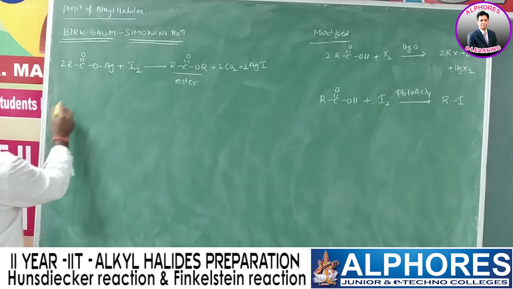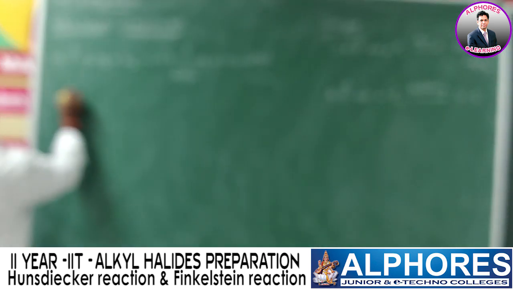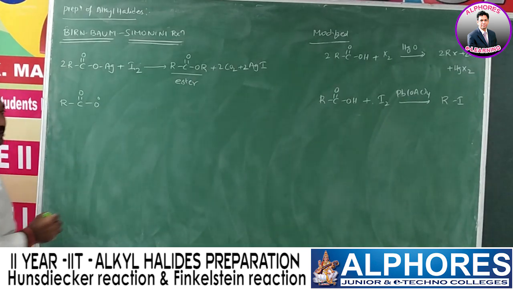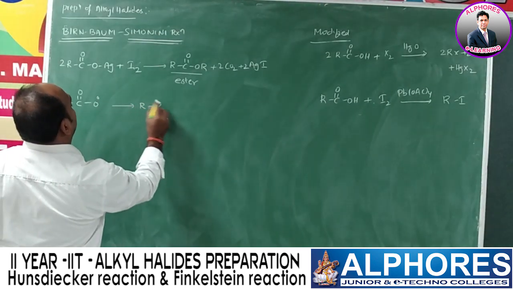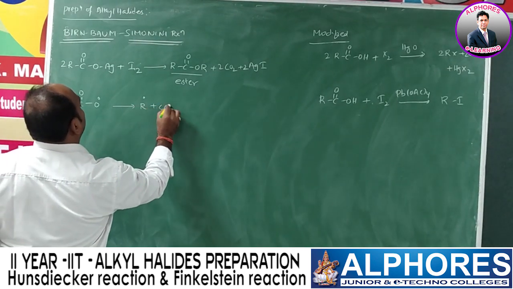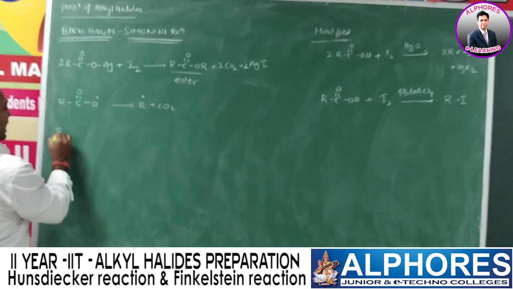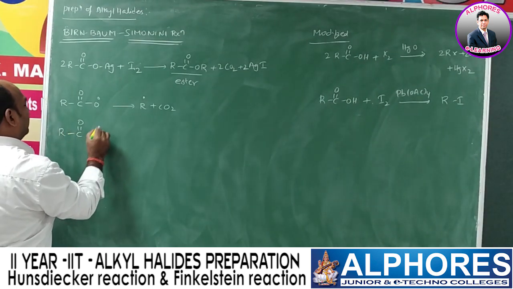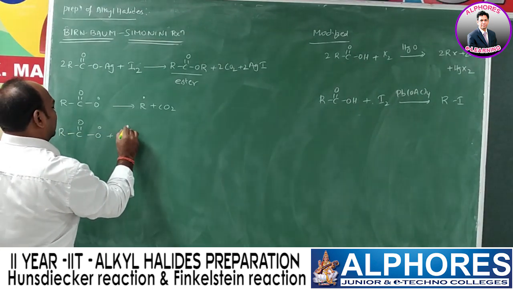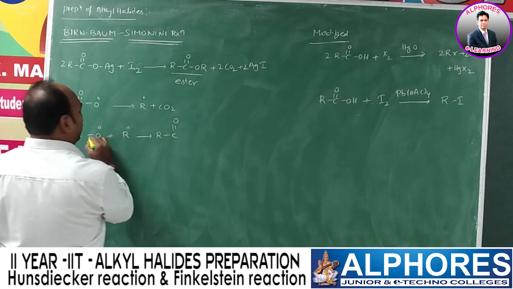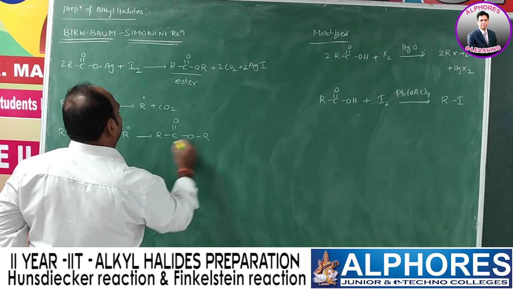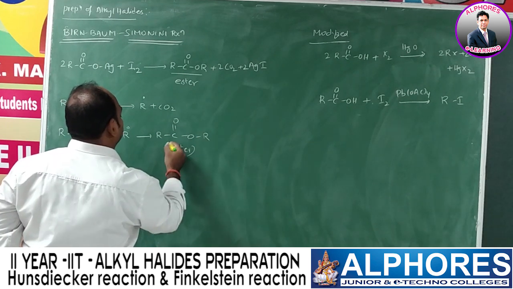The same mechanism proceeds in the same manner: RC double bond O radical we are getting as one of the intermediates. This one undergoes loss of CO2 to give R radical. And this R radical prefers to combine with one more radical like this. The chain termination step is the combining of these two free radicals. We are getting ester as the major product.